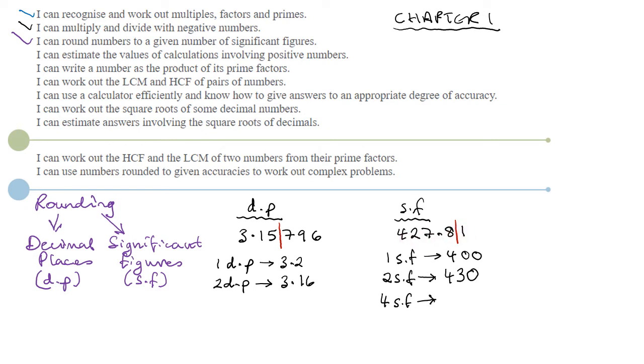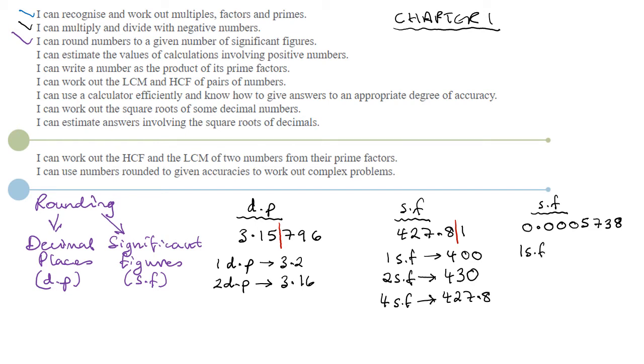So I end up with 427.8. Okay, there's only one difference, and that's if I'm rounding a number like a decimal with significant figures. So let's say I had this number 0.00057338, and let's say I was rounding that to 1 significant figure.